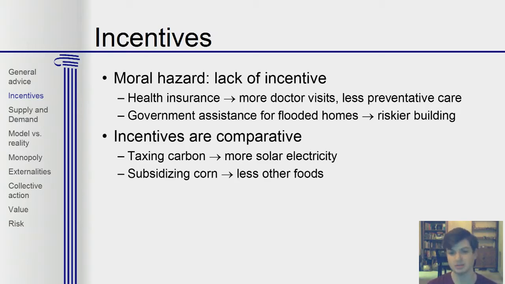Right? Similarly, if we make something cheaper, like if we subsidize corn, then people who want to eat a roughly constant amount of food will, because they are buying more corn, buy less other foods, so there will be less other foods produced.